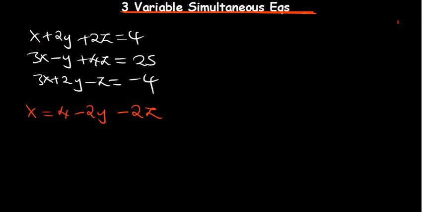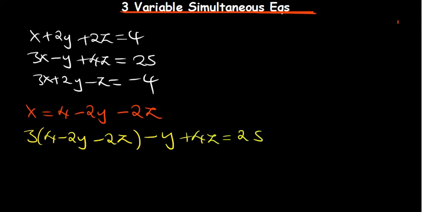So I'll now substitute this in the next equation. Okay, so let's do that. So we have 3, and as x I'm putting 4 minus 2y minus 2z. And then don't forget, now we have minus y plus 4z is equal to 25. So what do we have now? So we have 12 minus 6y minus 6z minus y plus 4z is equal to 25.